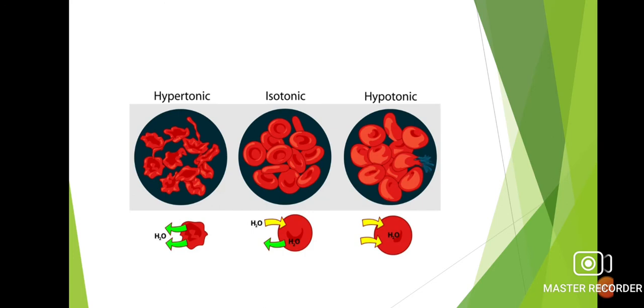Here you can see, with hypertonic saline, the water will come out of the cell, so the RBCs will get shrunk. With isotonic saline, the net movement will be 0, so the RBCs do not show any change. There is normal morphology of RBCs. And with hypotonic saline, the water will go inside the cell, causing swelling of the cell, and some of them might rupture, causing hemolysis of the RBCs.